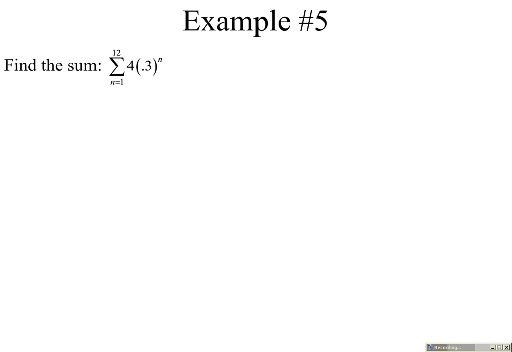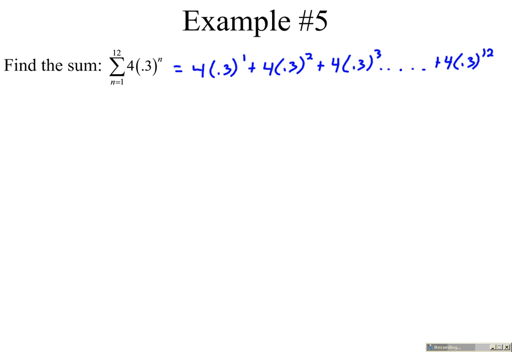First example, find this sum. First of all, recognize that it is finite, because it stops at the 12th term. So we're summing up through term 1 up through term 12. If we were to write this out without the summation notation, this is what our sequence would look like, and so on all the way up through that last term, which would be 4 times 0.3 to the 12th power. That's the nice thing about summation notation, it's much shorter and much more compact to write.